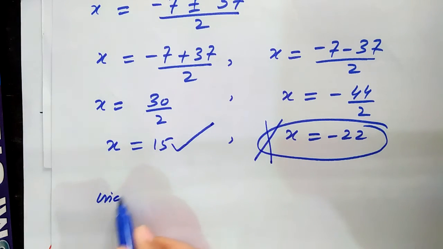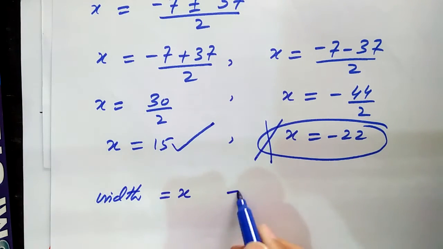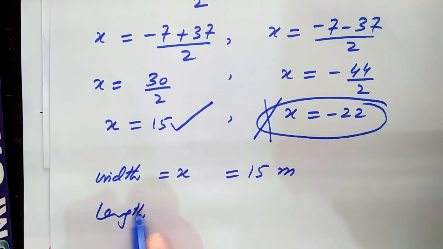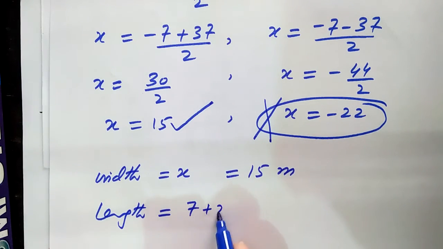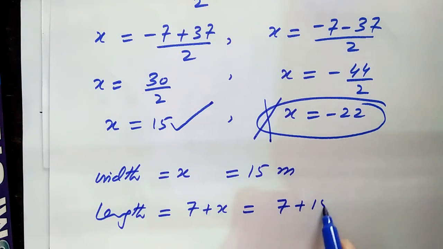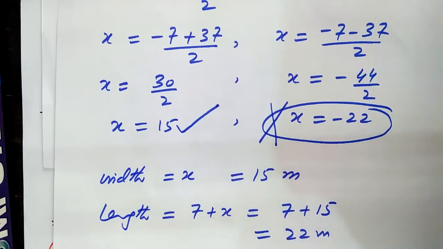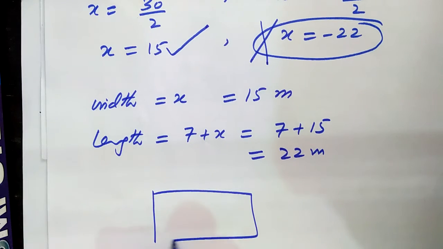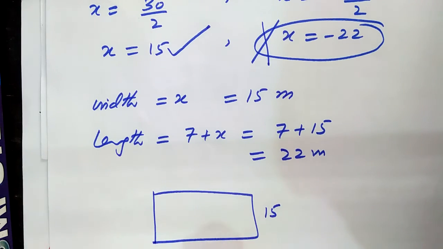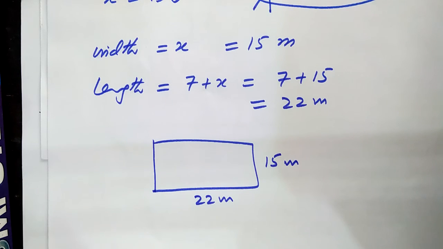Since width is equal to x, that is basically 15 meters, and the length of the rectangle will be 7 plus x, so it will become 7 plus 15, so 22 meters. So the dimensions for the rectangle are 15 by 22. In the next video, we will discuss the dimensions for a triangle, how we are going to find out the dimensions of a triangle by making a quadratic equation.